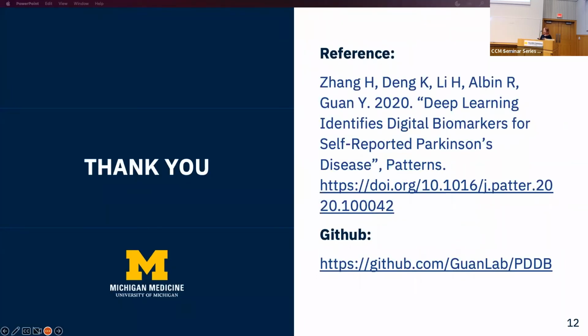So this project was previously published in Patterns, and we also have a lot of downstream studies. In those, we use not only walking records, we also use voice records, tapping records, and memory records to make Parkinson's disease predictions, which are in our lab's other publications. Also our code is freely available here, and I hope you feel free to check it out.